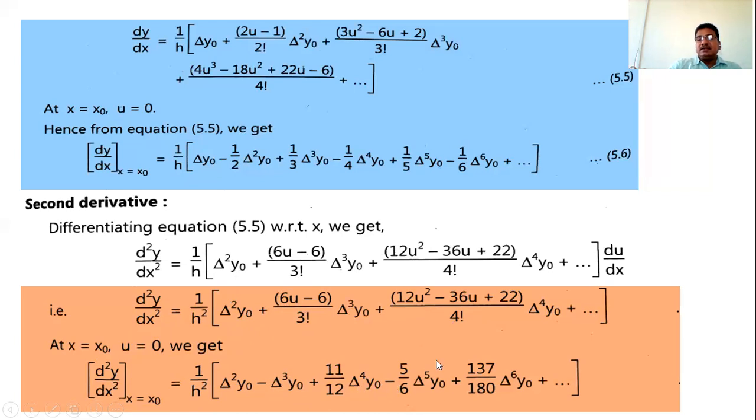In this way, the next terms, if we find next terms, then that are what? Minus 5 by 6 delta raised to 5 y naught, 137 by 180 delta raised to 6 y naught. And this is the formula for second order derivative at the first point. This is the first order derivative at the first point. This is the second order derivative at the first point. This is the general derivative of first order, and this is the general derivative of second order.